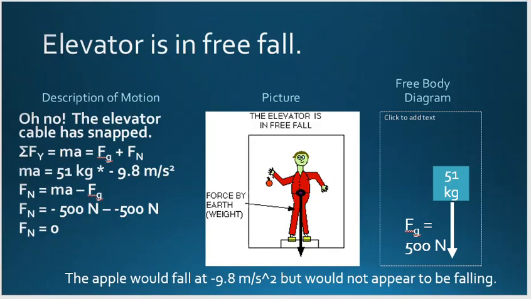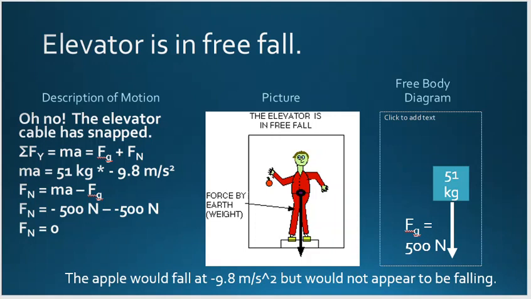So our last scenario is that the elevator is in free fall. The cable snapped. Don't worry, there's a spring at the bottom of the elevator. We'll discuss those types of problems later in the year. So the elevator cable snapped. The acceleration of the man is now going to be negative 9.8 meters per second squared. So my normal force is going to equal ma subtract Fg.